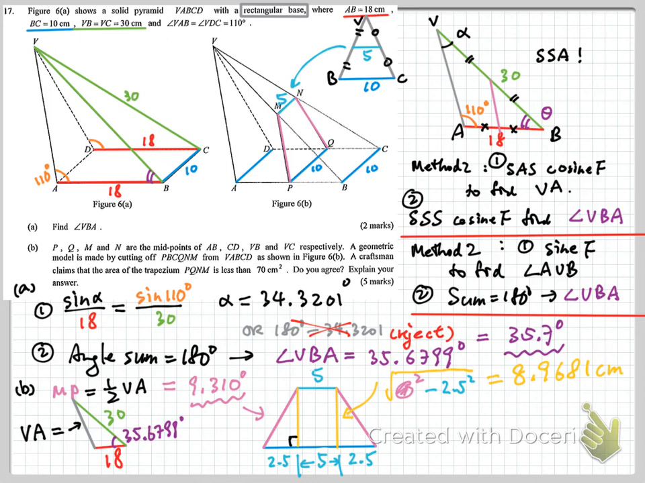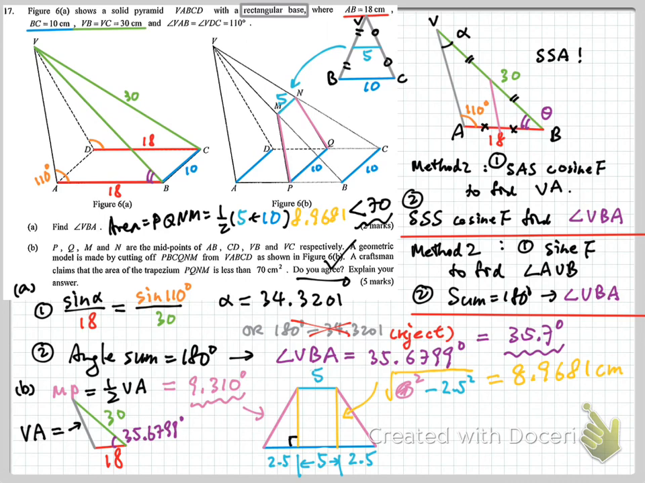So now with everything together, we have the area of the trapezium PQNM equals half times upper base plus lower base. Upper base is 5, lower base is 10, and then we multiply by the height, 8.9681. This answer turns out to be less than 70, so the claim is correct, we agree, because the area turns out to be less than 70. So this is it. I tried to cram everything onto one page, so it seems quite messy here, but I hope if you follow the procedure, you know what to do.